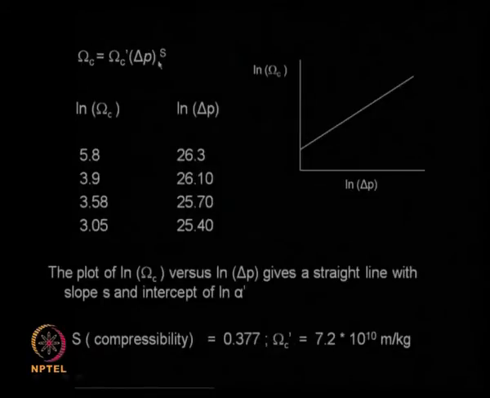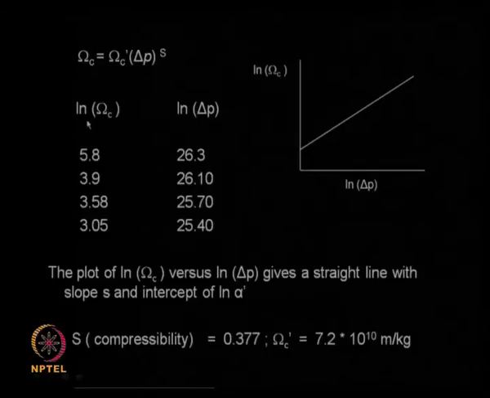So this is the relationship if you recall. If I take the logarithm of the left hand side as well as the logarithm of the right hand side, what happens? You will have S as the slope of the double log plot, and this term will become the intercept, the logarithm of that will be the intercept.